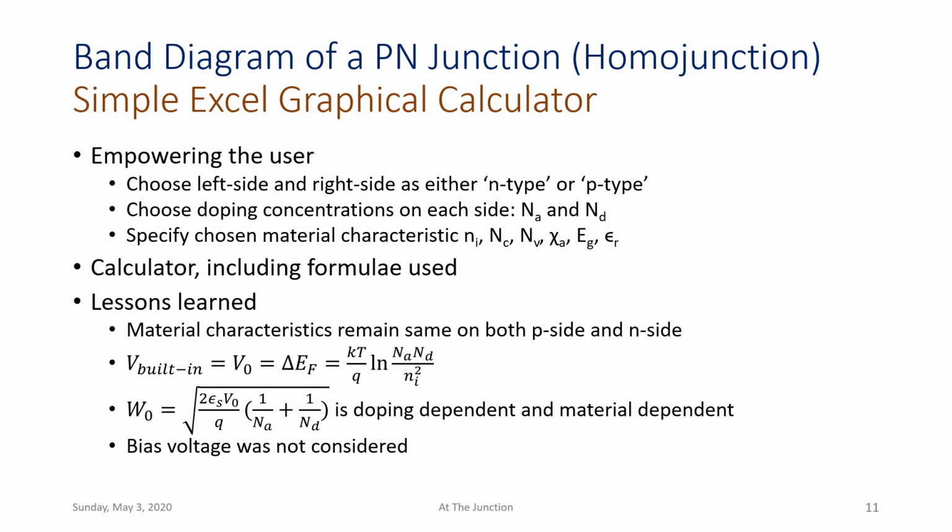At the same time, we want to empower the user to choose the material characteristics such as the intrinsic carrier concentration, the density of states at the conduction band and the valence bands, the electron affinities from the vacuum level, the band gap of the semiconductor, and the relative permittivity of the semiconductor of the user's choice. So it's time to have a look at our very simple Excel graphical calculator. So we will go to our Excel sheet and run some simulations.